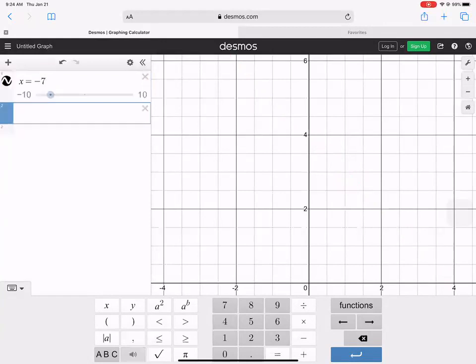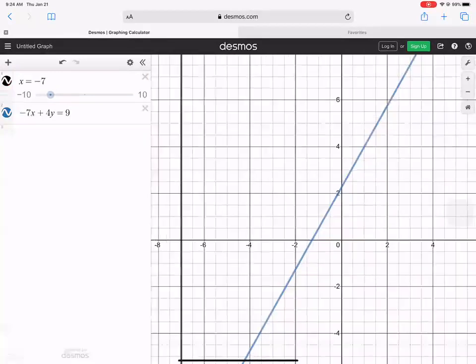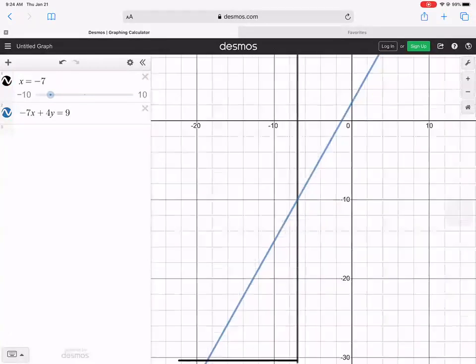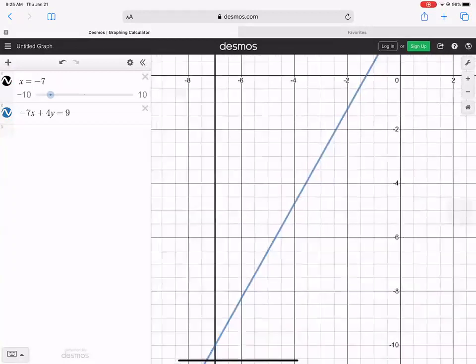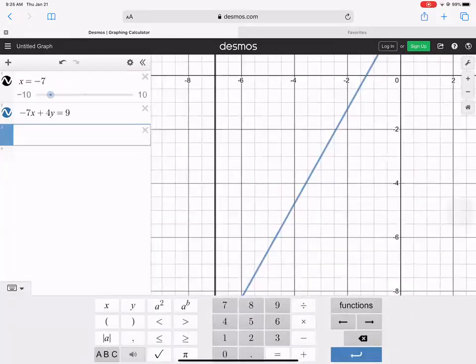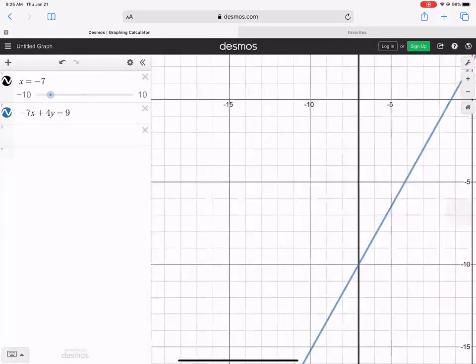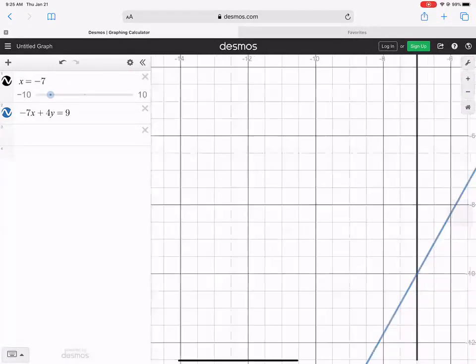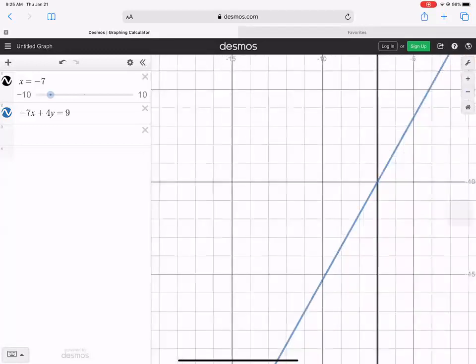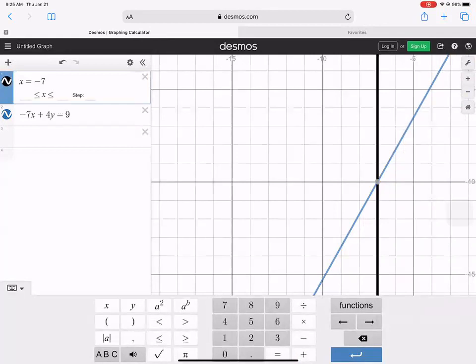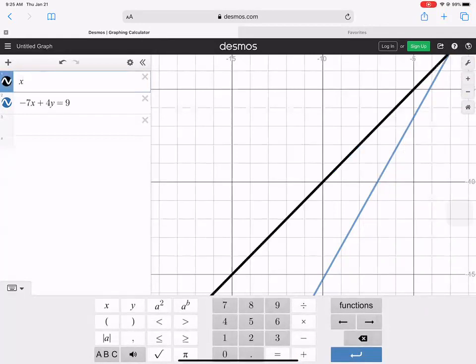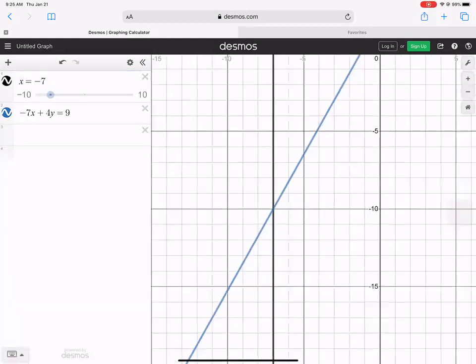Let me go ahead and show you my second graph. It's negative 7x plus 4y equals 9. Okay, so I want you guys to take a look at this. Where'd it go? That's right. X is, oh, sorry, it's over here. X is negative 7. How come this graph isn't showing? X equals negative 7. There you go. It wasn't showing up. I don't know why. Okay.